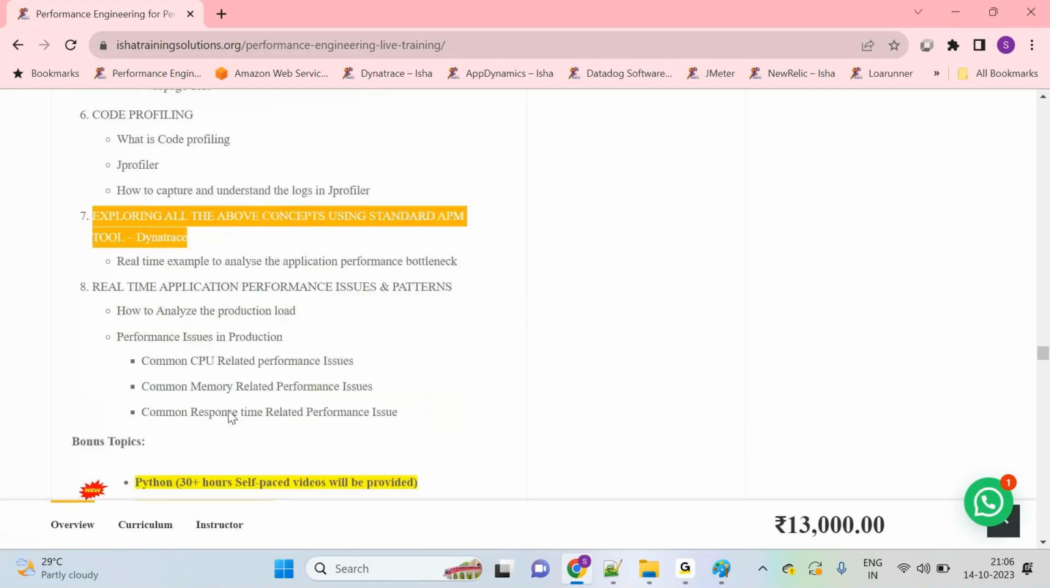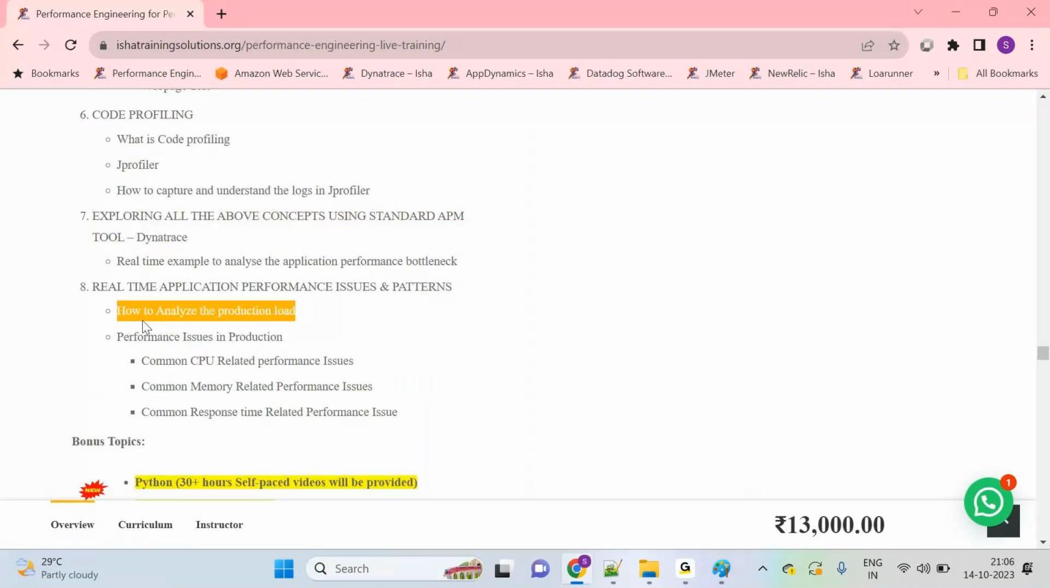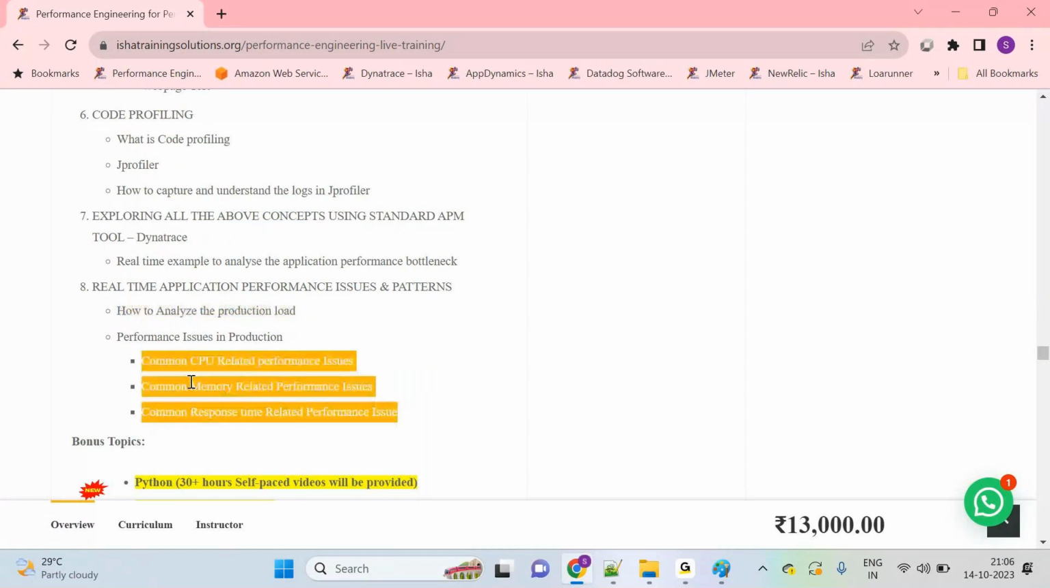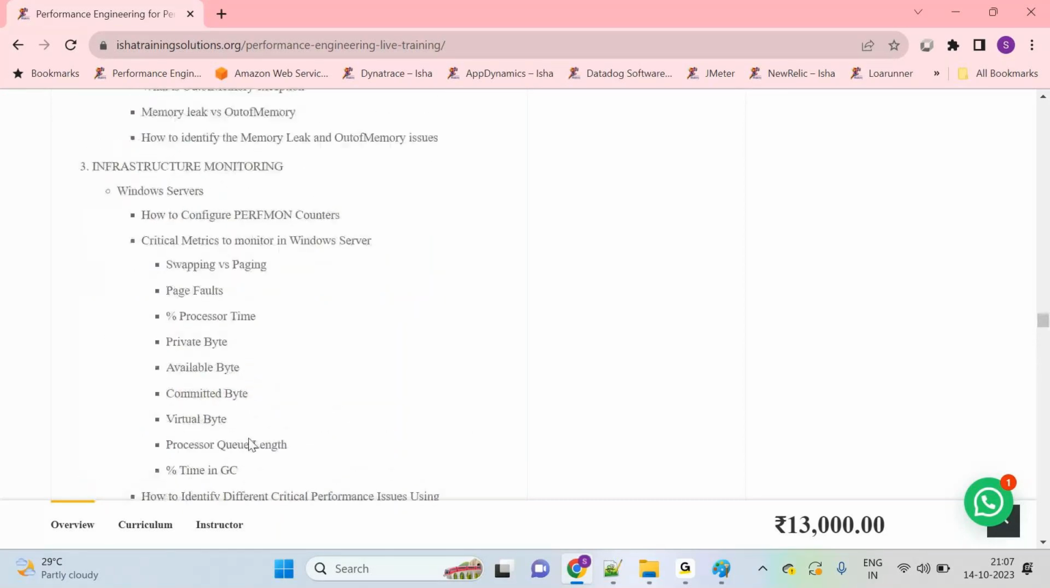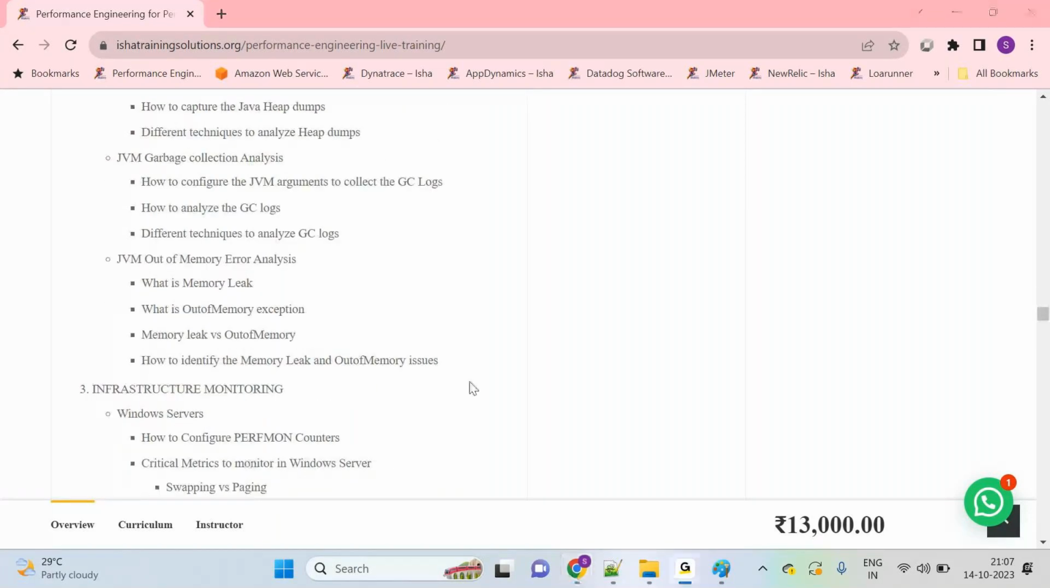And then in real time, what does production load analysis mean? And then common CPU problems, memory problems, response time problems we are going to discuss. So if you look at it, with this course content, we are trying to trigger that thought process: something on the Java layer, something on the infrastructure layer, something on the database layer, something on the client side layer, and one profiling tool, one APM tool, and how to do the production load analysis. Because through production load analysis only, people are doing workload modeling.